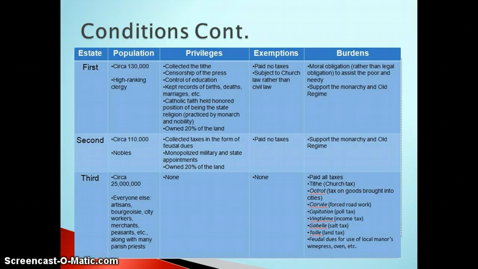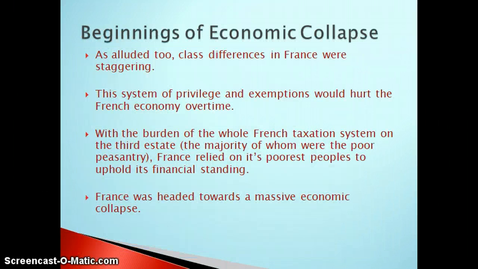So take a little bit of time, go over this table, and start to get a feel for the conditions in France prior to the French Revolution. Notice that down here, the third estate had no tax exemptions, and they faced all the burdens of taxes. As some of you may have noticed, the conditions in France prior to the French Revolution were pretty unfair, and it placed a large tax burden on the lowest class. Doesn't really make a lot of sense.